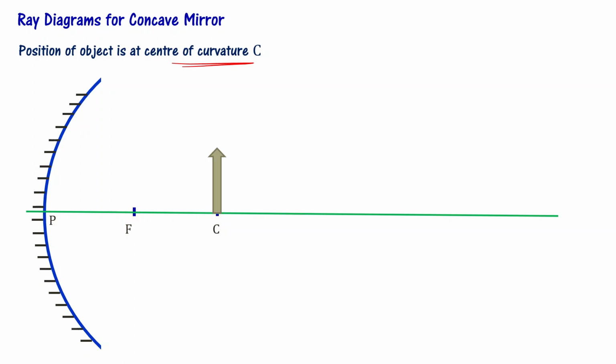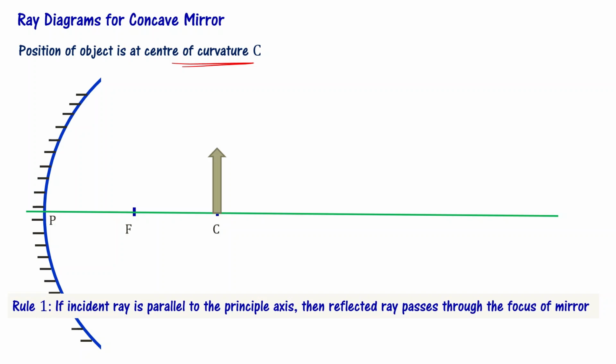For that, we have to draw ray diagrams, right? For drawing ray diagrams, we will be using rules. Rule number 1 says that if the incident ray is parallel to the principal axis, then the reflected ray is going to pass through the focus of the mirror. So let me call the object A, B. I'm going to see where point A is located in the image. Point B, I don't really need to worry about. I'll tell you how to do it without drawing rays from point B.